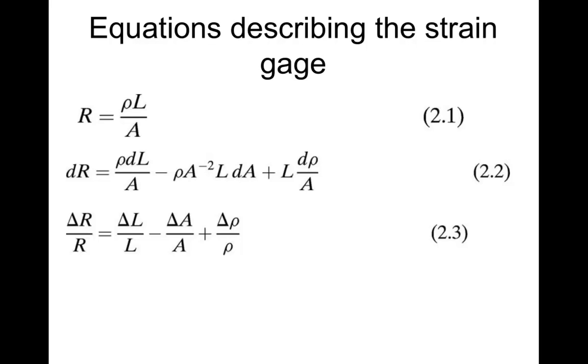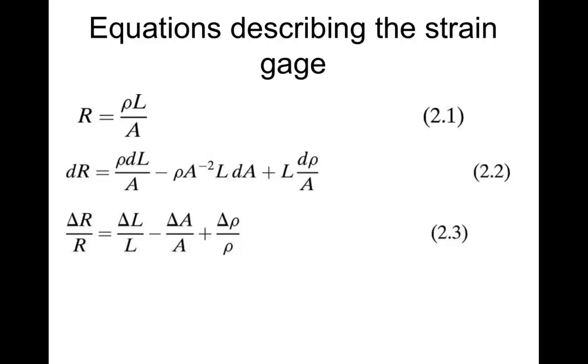And so what happens is we take the differential of R, which is the change in resistance, and then basically take the derivative, the partials with respect to all three variables. So the first term is the change in resistance proportional to the change in length. The second term is the change in resistance proportional to the change in area, and the third term is the change in resistance proportional to resistivity.